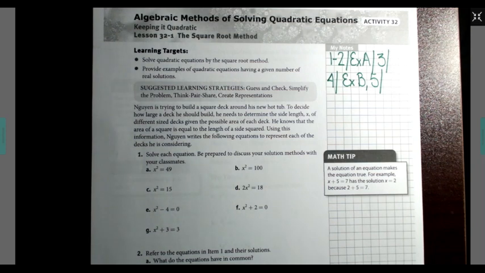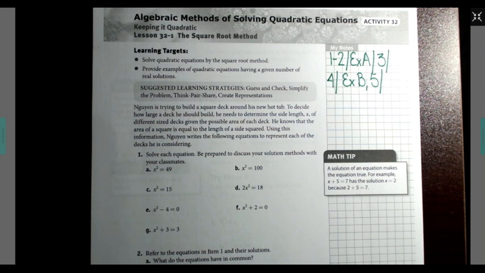Today we will be covering Lesson 32-1, the square root method. We will be splitting this lesson into 5 sections: questions 1 and 2, example A, question 3, question 4, and example B, along with question number 5 in that last section. Let's go ahead and take a look at our introduction for questions 1 and 2.